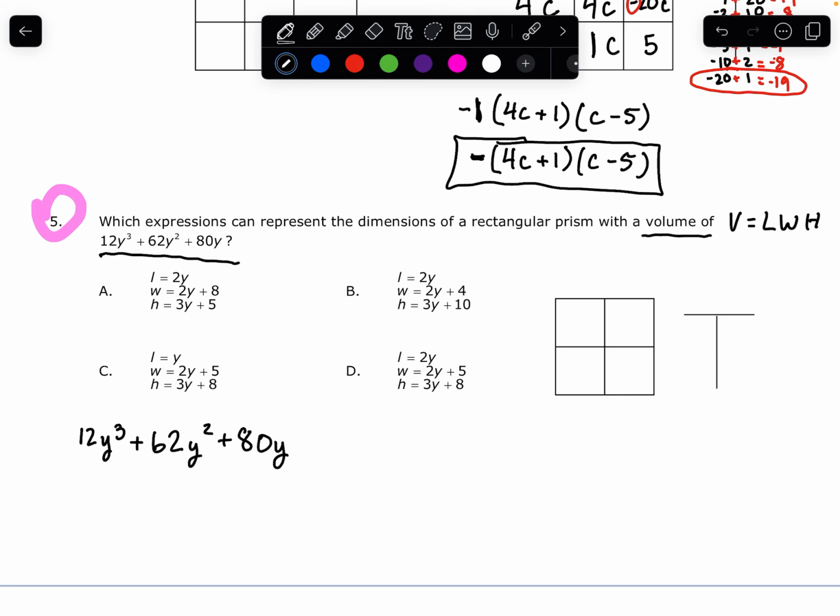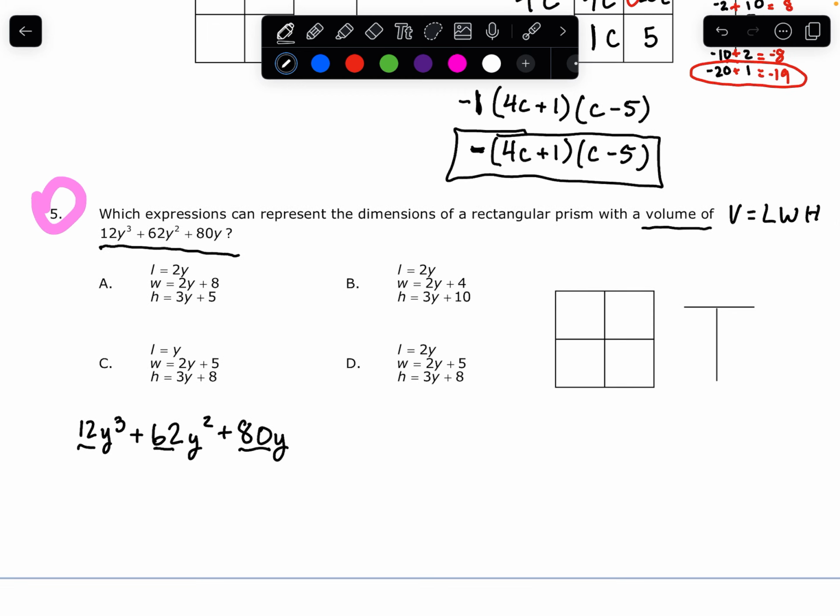I have 12, I have 62, and I have 80. Again, the limiting factor here is going to be 12, right? So 1 times 12, 2 times 6, 3 times 4, and so on and so forth. They're all positive, so we don't really have to worry about that. Again, 1 will work for everything. 62 can be divided by 2. 80 can be divided by 2, right? So that can work.